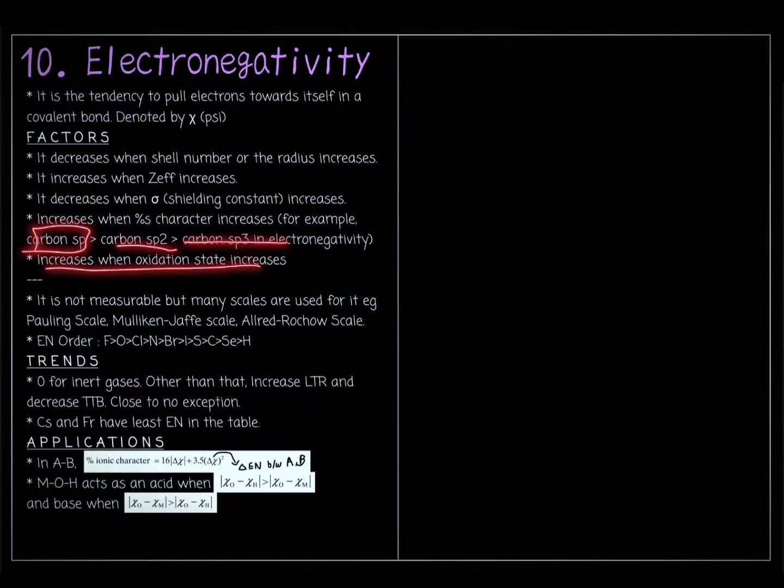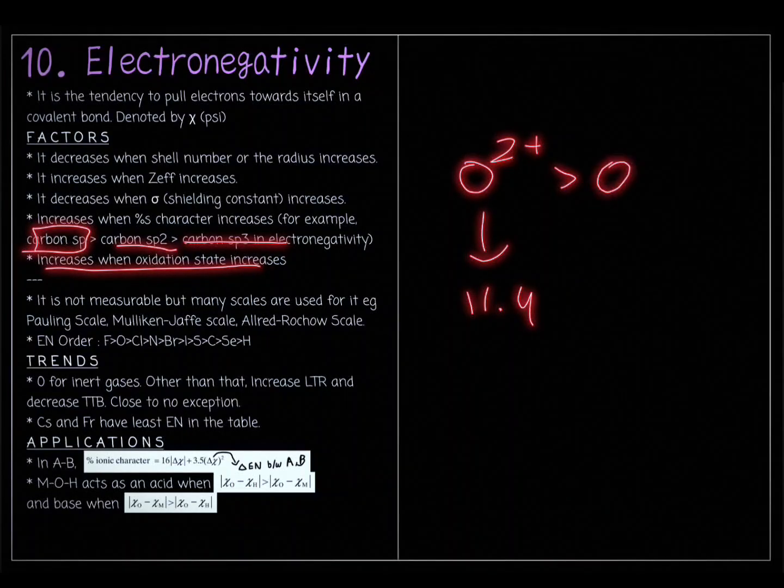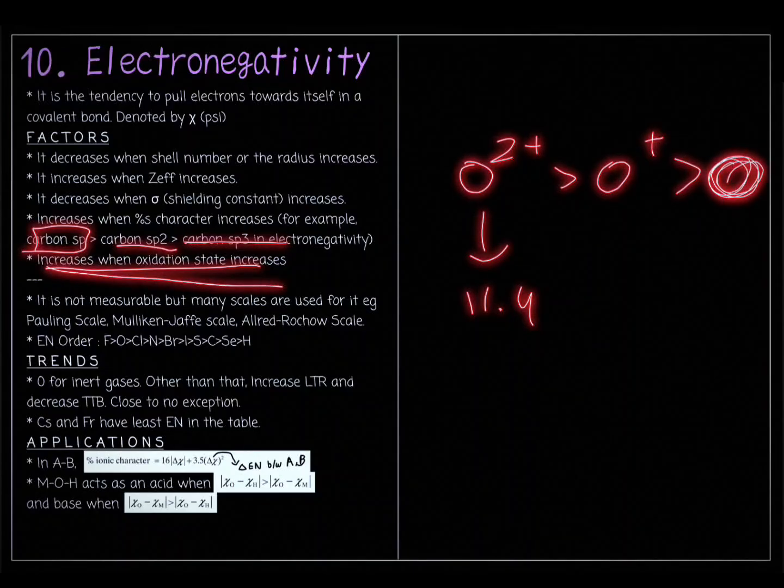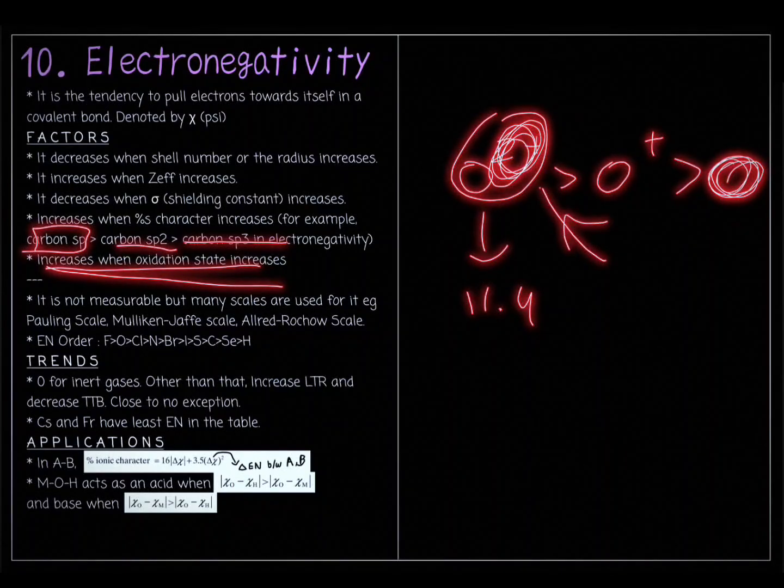And lastly, it increases when oxidation state increases. So this means that O2+ will have more electronegativity. If I'm not wrong, this has an electronegativity of 11.4, very high. And this can be greater than O+, greater than neutral oxygen. Basically, it increases when oxidation state increases. Think of it logically. It is losing electrons, so it has more tendency to attract electrons in the covalent bond.